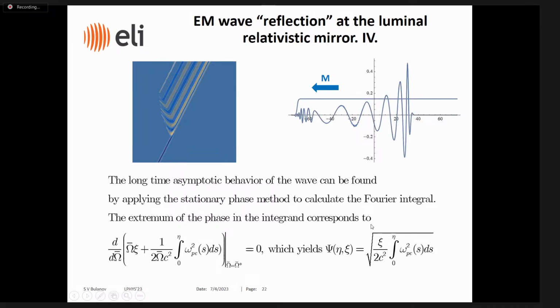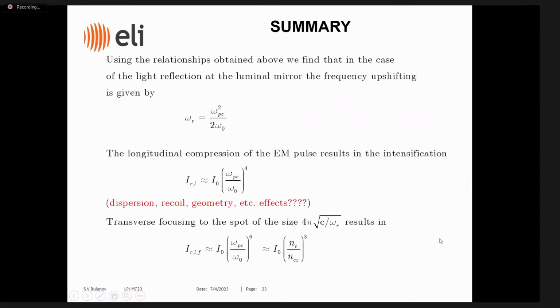We can find how the phase depends on coordinates. Actually, it is expressed in terms of Bessel functions. I don't want to take your time to talk about the Bessel functions. And it is seen in this numerical solution of this equation. The mirror moves to the left, and the laser pulse propagates through the front. It is modulated due to the dispersion effects and relativistic effects. In summary, this is the main conclusion that comes out from this consideration. We have an upper limit of the frequency upshifting.